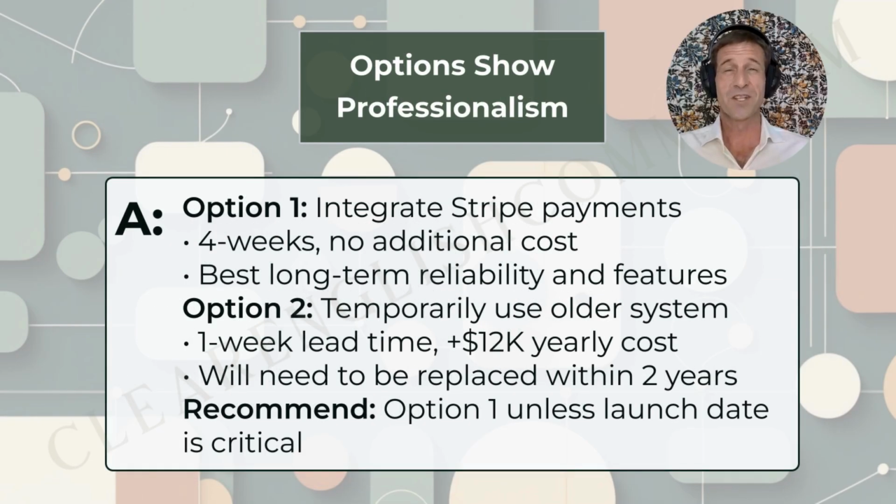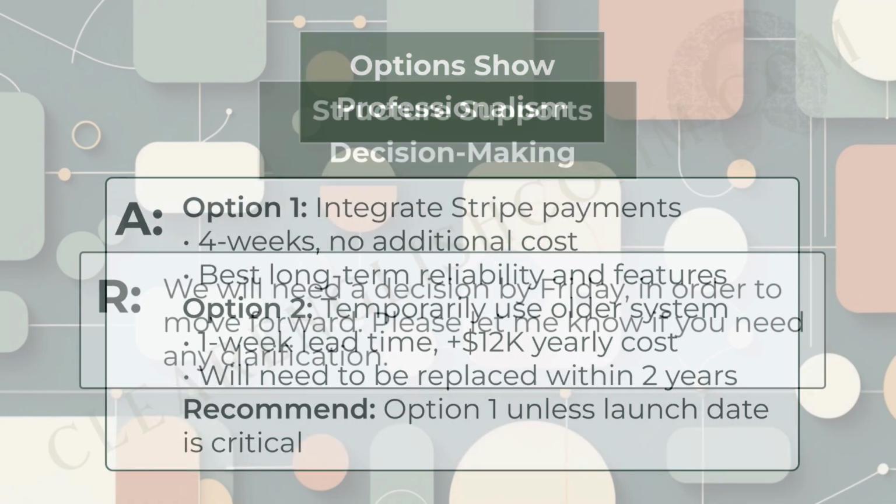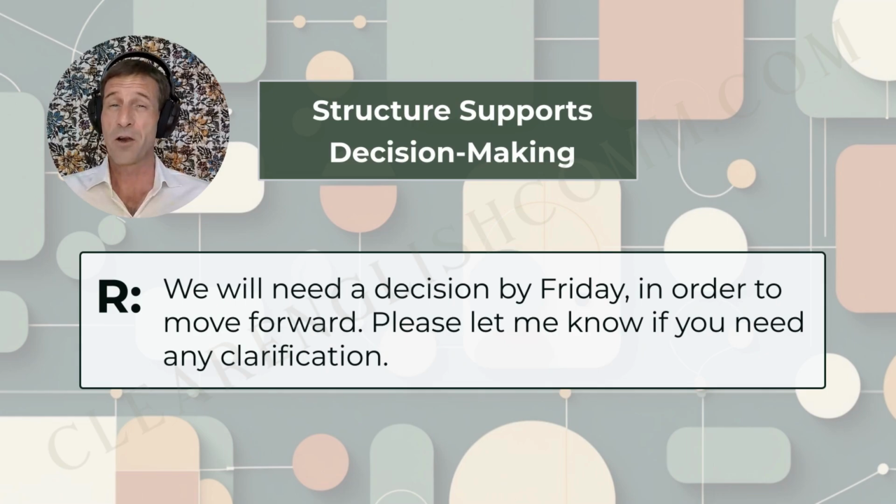The options we present show professionalism by evaluating alternatives with clear trade-offs. And we made a recommendation and gave our reasons for it. Since we provided an overview of the information they need and the options first, when we set a specific deadline, they know what we need from them and when we need it. Framing messages like this makes communication more effective and gets work done without harming relationships.